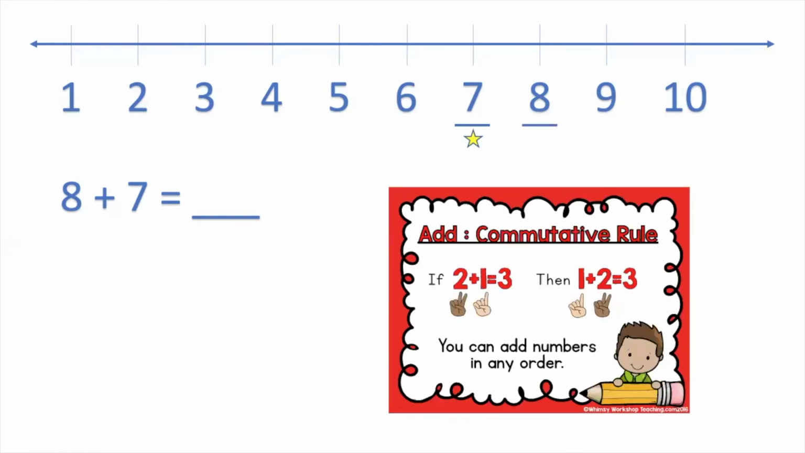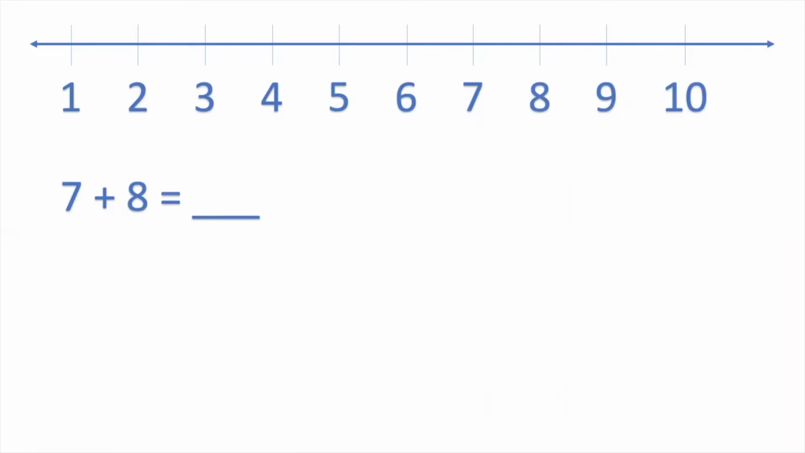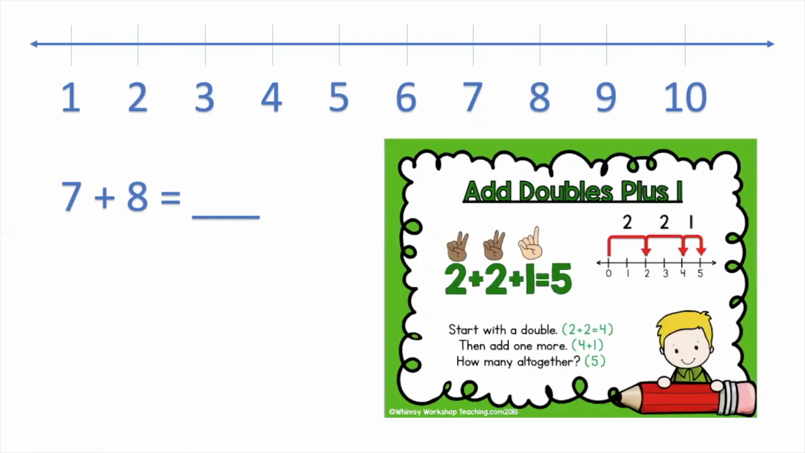We can use the commutative rule. Add numbers in any order. Instead of 8 plus 7, I'm going to switch it to say 7 plus 8 so that I'm starting with the smaller number. Now that we switched the parts to start with the smaller number, we can add doubles plus 1.